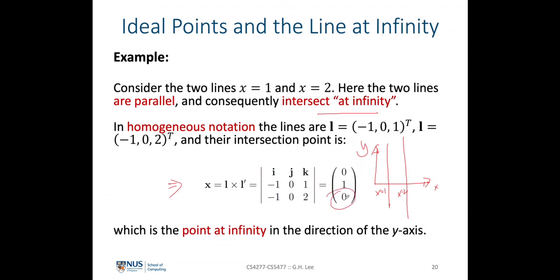We see the last coordinate is 0. This means that this point is actually a point at infinity in the y direction, because 0 represents x and 1 represents y, which means that this vector over here, this point here, is pointing towards infinity in the y direction. This can be verified over here, since these two lines are parallel in the y direction, they must intersect at infinity in the y direction.